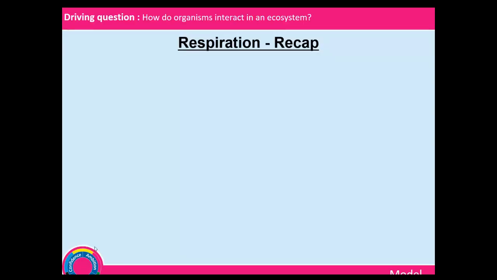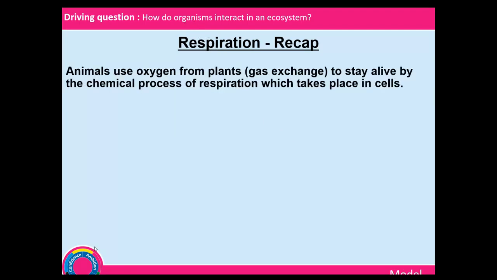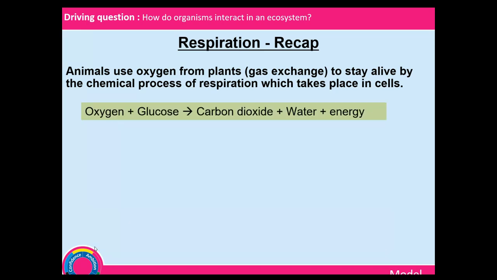Now, let's talk about this important process. Animals use oxygen from plants, the gas exchange, to stay alive. We breathe in the oxygen which the plants give out during photosynthesis, because oxygen is one of the waste products of photosynthesis. We breathe the oxygen in and combine it with the glucose we get from the food we eat. It gives carbon dioxide and water plus energy. That is an important process, respiration. It takes place in our cells, specifically in the mitochondria. Just a quick reminder of all of those little points.